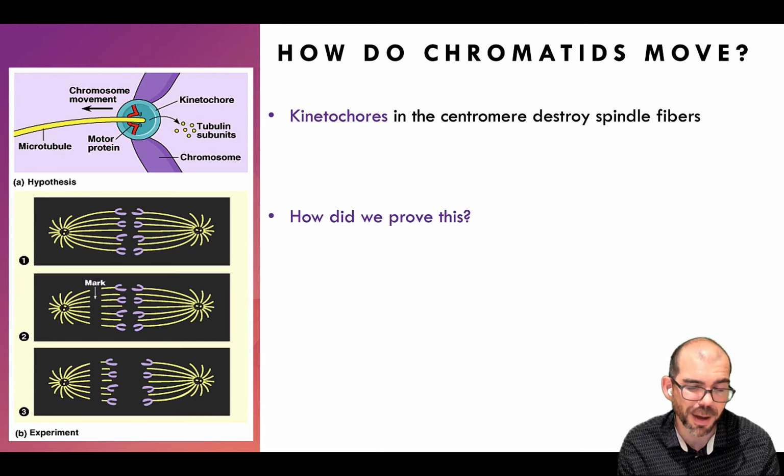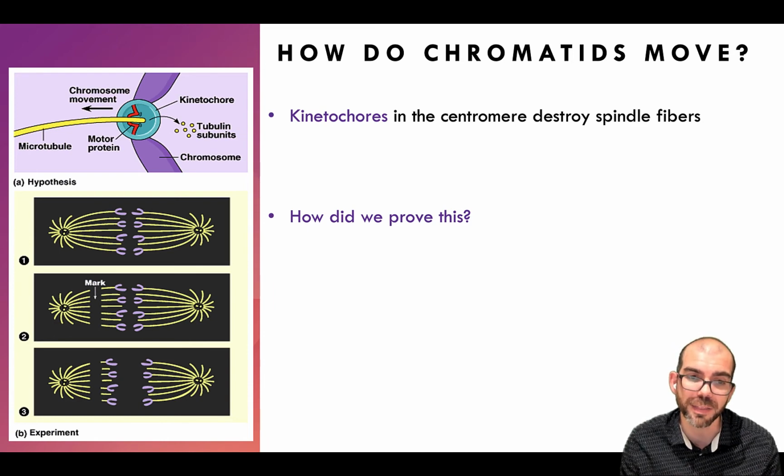Now, you always want to keep in mind, how are scientists proving claims like this? Well, in this diagram, you can see the experiment that was performed. The scientists in the middle of anaphase broke the spindle fibers close to the spindle and waited to see what would happen. Turned out the chromatids will move all the way to the break and then stop.